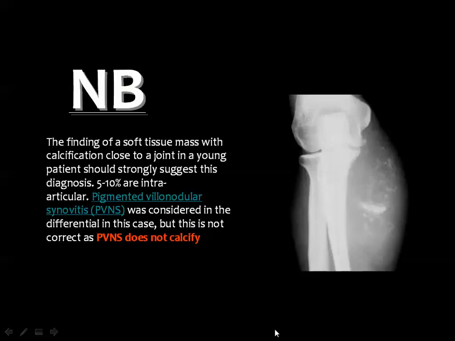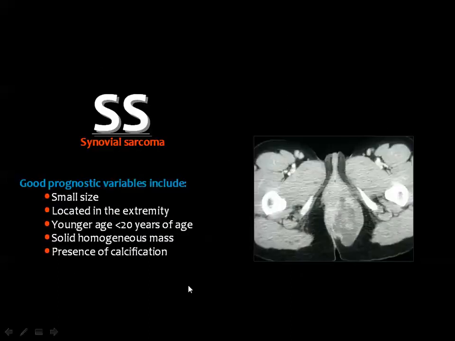This is an important statement. The finding of a soft tissue mass with calcification close to a joint in a young patient should strongly suggest the diagnosis of synovial sarcoma. Pigmented villonodular synovitis does not contain calcium. Pigmented villonodular synovitis shows low signal in the T2 due to hemosiderin. It does not contain calcium, so you can easily discriminate between both.